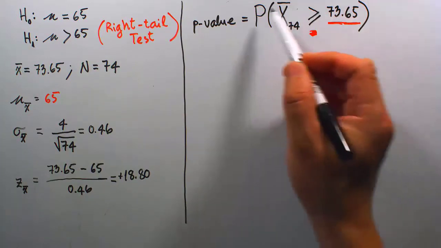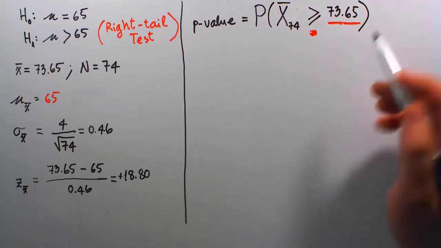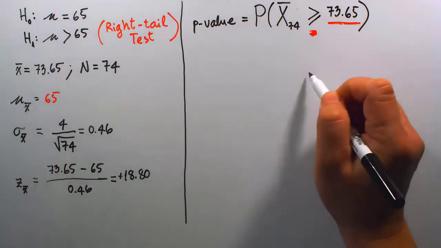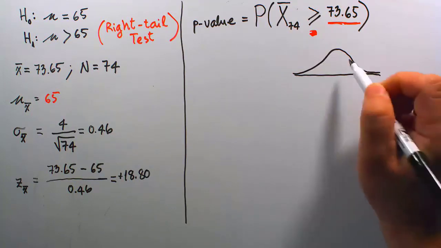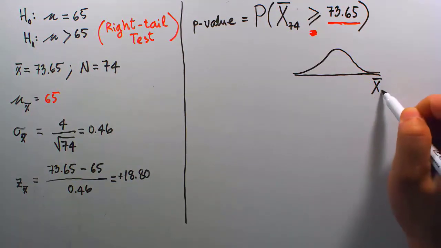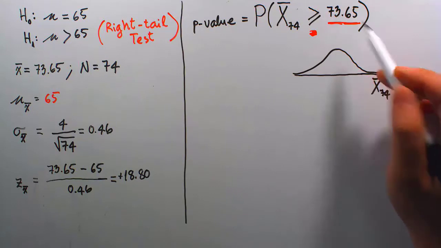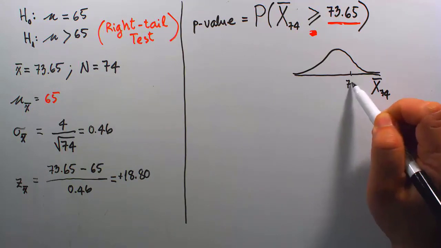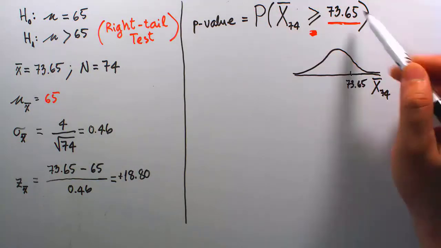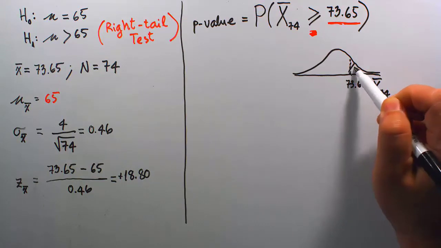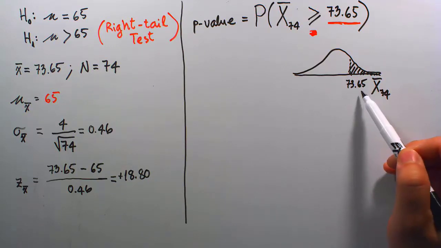But now once we have successfully set up this probability calculation, imagine a bell curve that contains all sample means of size 74. Then 73.65 as a sample mean is somewhere on the bell curve like this. And this probability statement is asking us to find the area that is shaded to the right-hand side on the bell curve, to the right of 73.65.